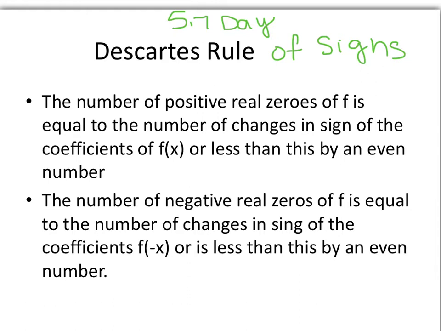So the number of positive real zeros of f is equal to the number of changes in the sign of the coefficients of f of x, or less than this by an even number. So basically it could be that it changes 3 times, or it could be that it changes 1 time. So you can only subtract by an even number is the rule of this thing. So it's not really as hard as it kind of seems right now. It's a little bit crazy.